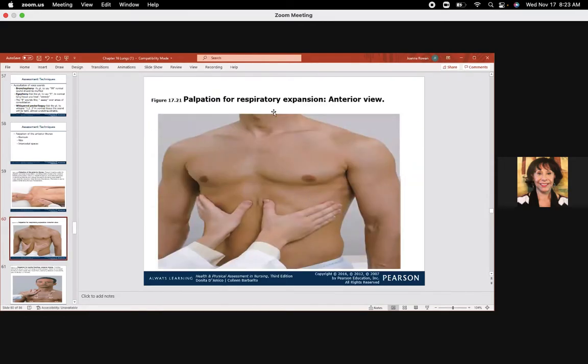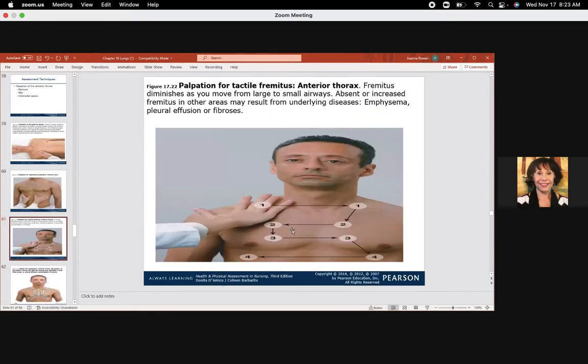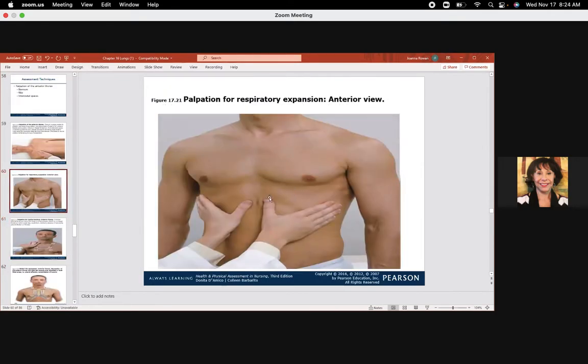So this is how you do the respiratory expansion, the anterior view. Again, this is nice to know. During your practicum, you do not need to do the anterior view. You only do the posterior view.